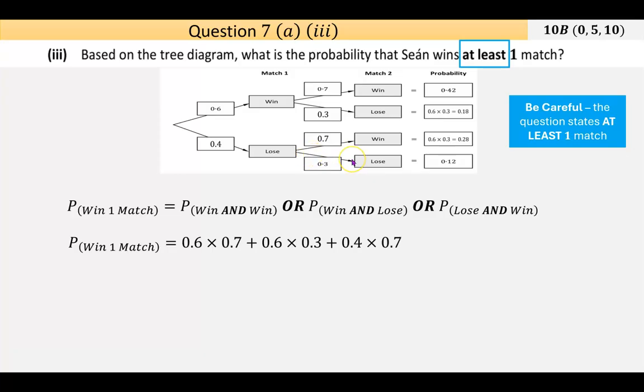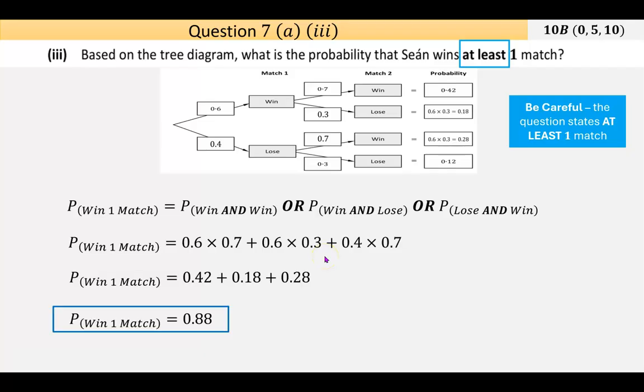Or he could lose and win. If he loses, he doesn't win at least one match. Loses and wins, and that's the 0.28. Okay, so when we put those numbers in, the 0.42, the 0.18 plus the 0.28, that gives me an answer of 0.88. Okay, and that's it.